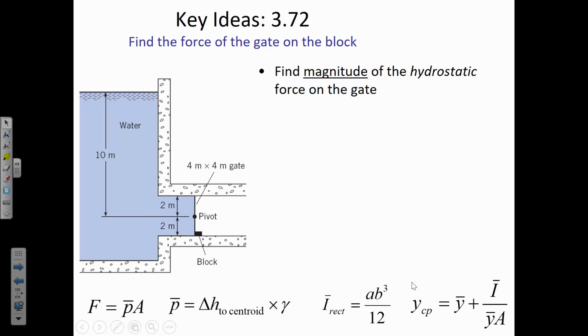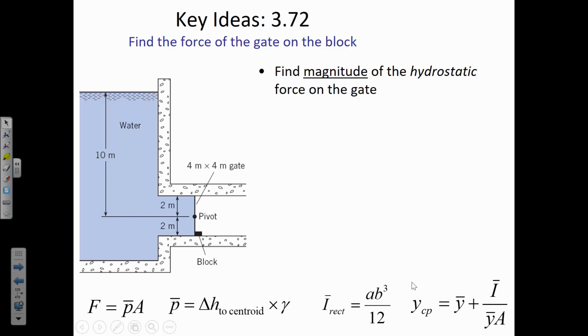So last time we talked about hydrostatic forces on flat surfaces, and we made a lot of progress. You had never heard of YCP before class last time, and now that seems like old news to you. So on this one, it's asking you to find the forces of the gate on the block. So let's just briefly take a look at what's going on here, the physical system, before we dive into the formulas and the hydrostatics of it.